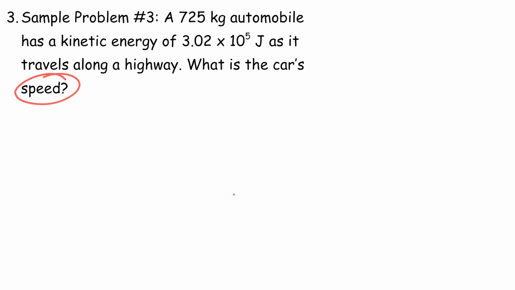And my original formula is kinetic energy is equal to 1/2 mv squared. Since I need to get the v by itself, I'm going to rearrange this formula to solve for v, and I'm going to start out by getting the 1/2 to the other side. So I'm going to multiply both sides by 2/1. And that will make this cancel.